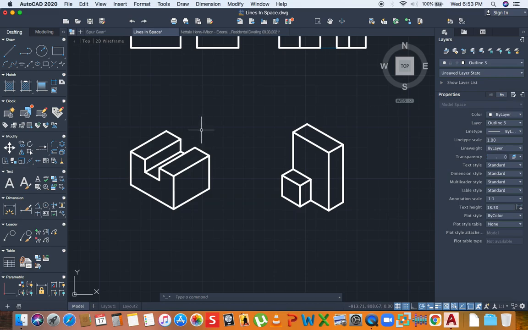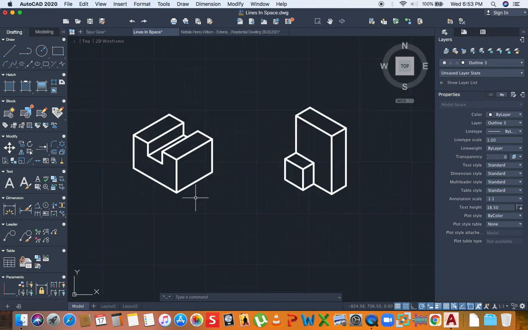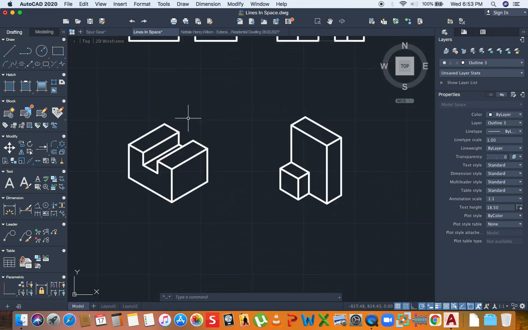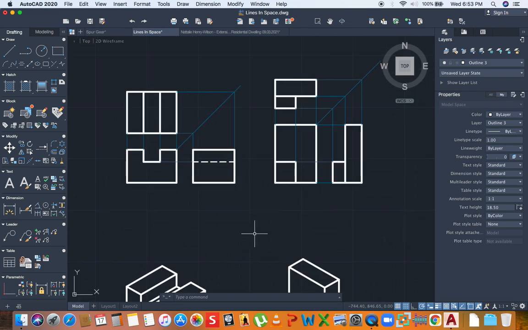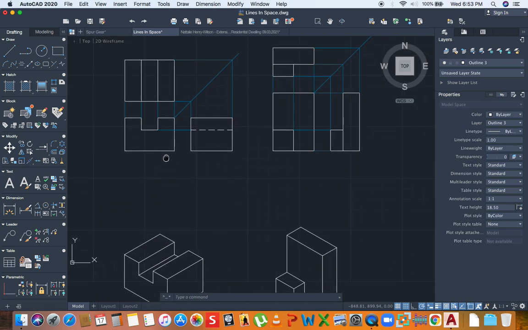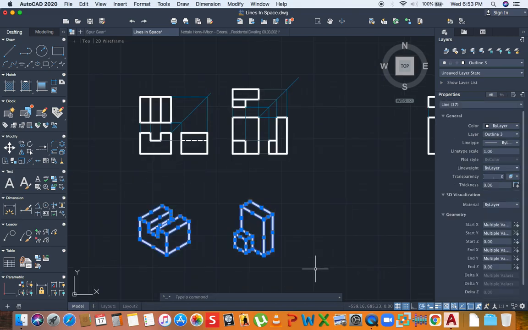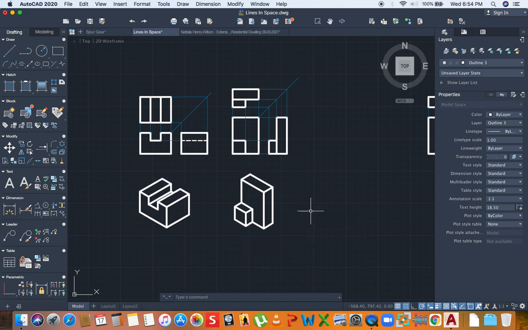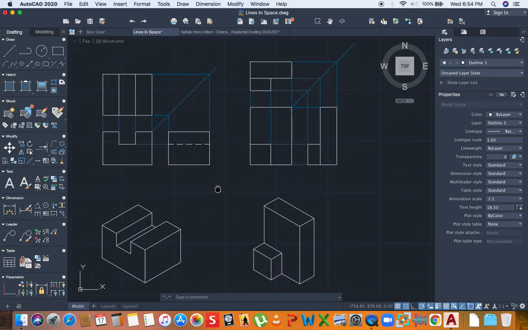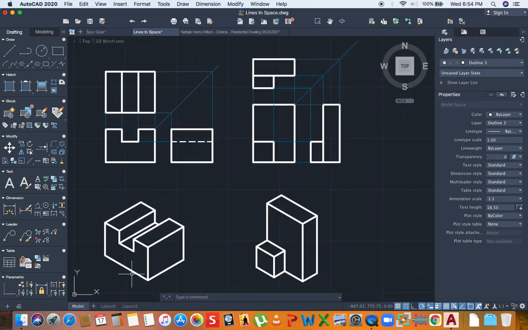Now, let's look at the orthographic views for these objects. If you realize, even though these lines are sloping, the orthographic views are showing that these lines are indeed vertical and horizontal. Let me move up. All right, so these objects are drawn in a particular space, and these objects are consisting of lines. All right, they consist of lines.